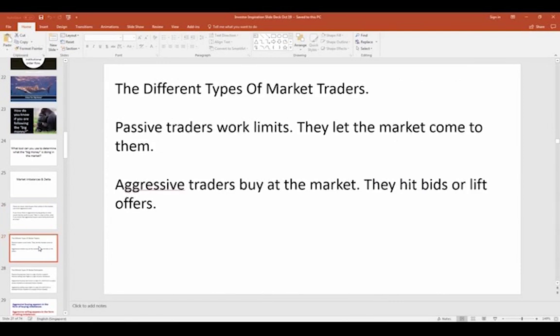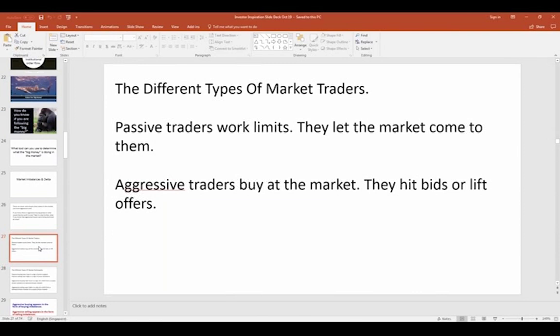Now, you have to understand, there are different types of traders in the market. There are passive traders. These are the traders that work limits. They let the market come to them. Aggressive traders buy at the market. They hit the bids, sell into the bids, or lift the offers, buy the offers.